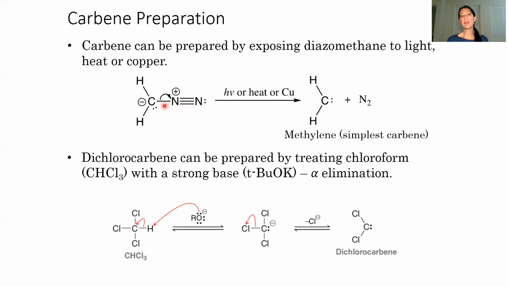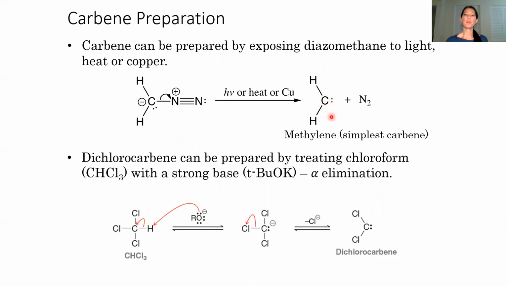And so one thing that can happen is this can fragment. Basically, the 2 electrons in this bond can just break off and go onto nitrogen as a lone pair, generating and releasing nitrogen gas. What's left over then is your carbon. Since it gave up 2 electrons to nitrogen, it no longer has the -1 formal charge, but it's neutral and it has 6 electrons around it. This is called methylene because it only has 2 H's on a carbon. It's the simplest carbene that you can have.